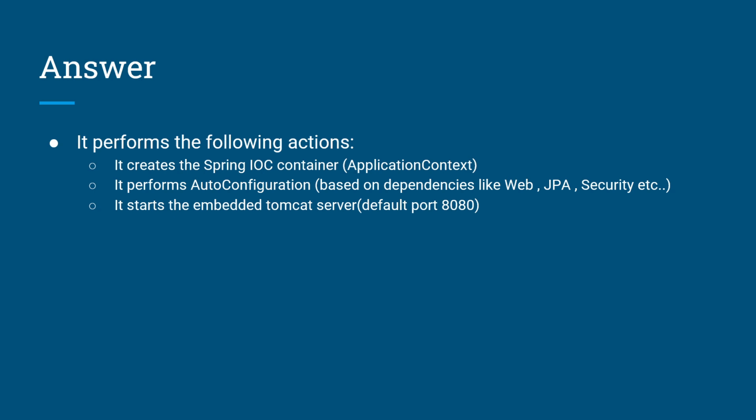If you see that, it will create a Spring IOC container, that is the application context object. It performs the auto configuration based on the dependencies like web, JPA, security. That means whenever we add the Spring web related things, it will be configured. It will configure the dispatcher servlet, etc. Whenever you're working with Spring JPA with any database, it will try connecting with the data source. That means connect with the database. It looks for the configuration. Whenever we add security, it enables the security. And the next one is it will start the embedded Tomcat server, that is default port 8080.